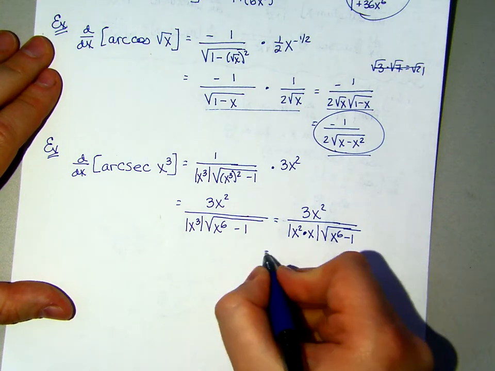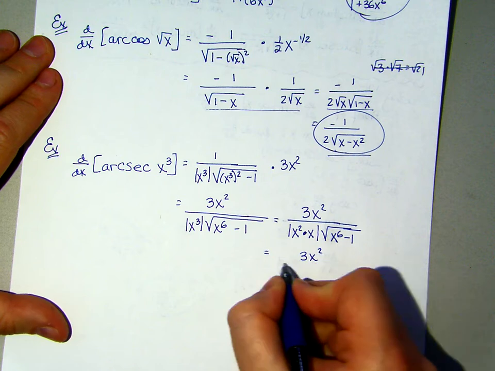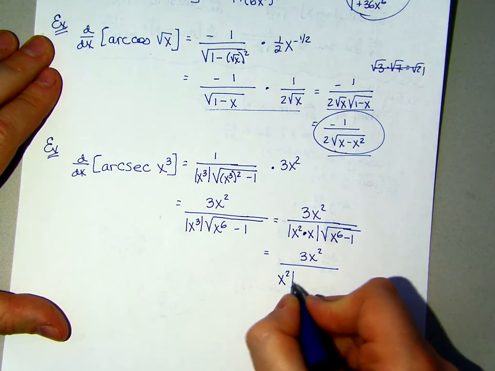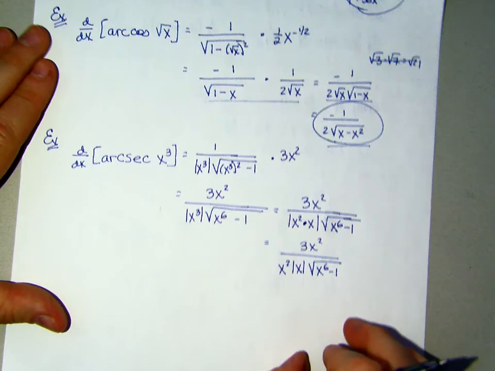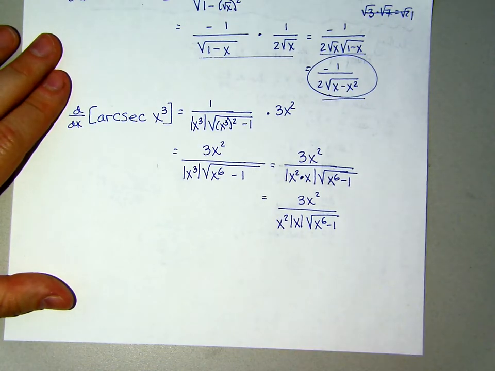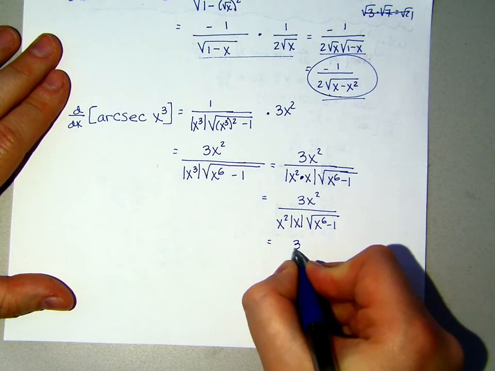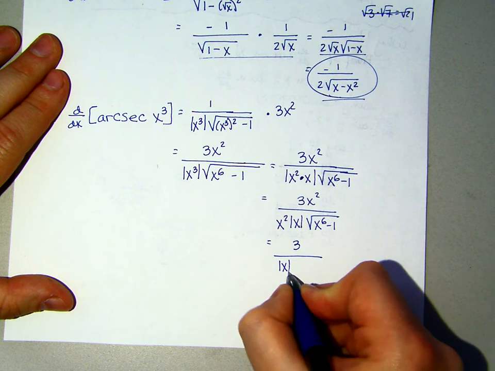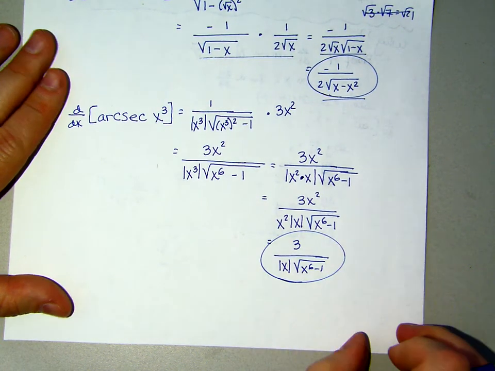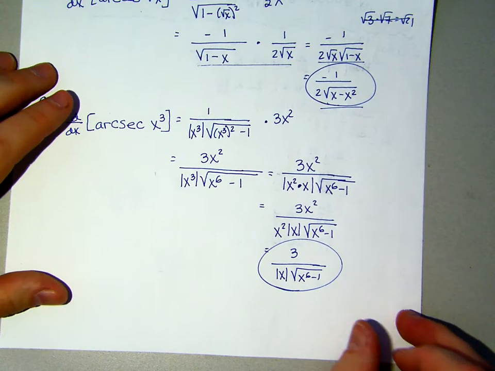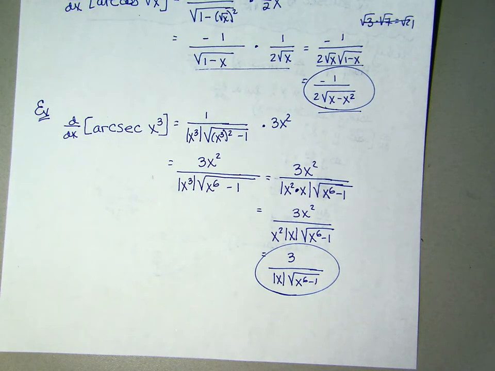No. So I could write this as 3x squared over x squared times the absolute value of x times the square root of x to the 6th minus 1. What good thing does that let me do? Cancel the x squareds. We're going to get 3 over the absolute value of x times the square root of x to the 6th minus 1, and that's as far as we can go. No, we can't move the x inside the root. We're just going to leave it like this. Just keep things separate. Something like this I would want simplified down to that line.